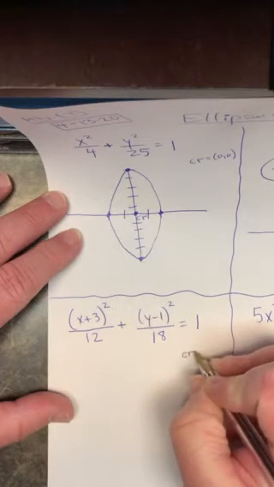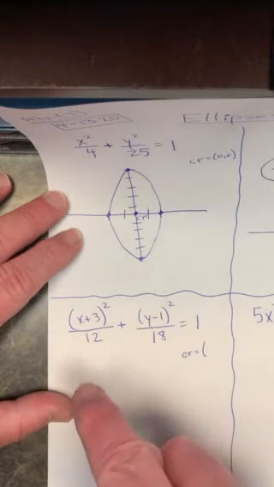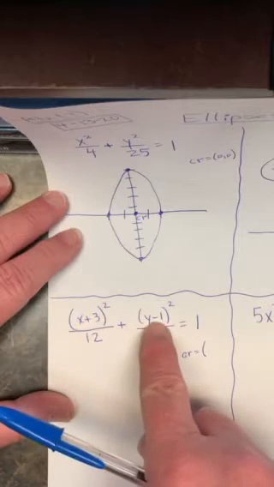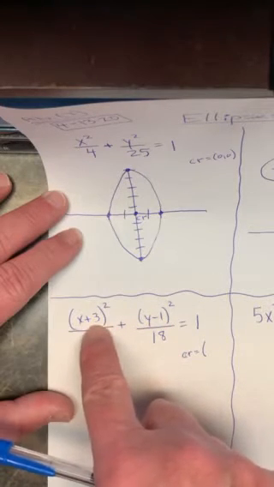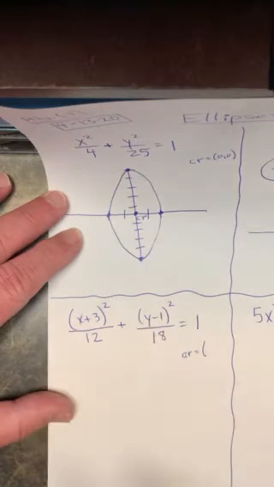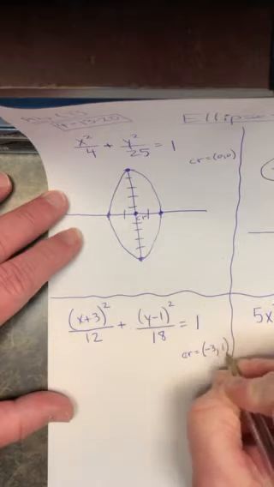The center this time, of course, is not 0, 0, is it? Just like circles on Thursday, the center will be the opposite of the numbers you see inside the parentheses. So the opposite of plus 3 is what? Minus 3. The opposite of minus 1 is plus 1. So the center is negative 3, comma 1.